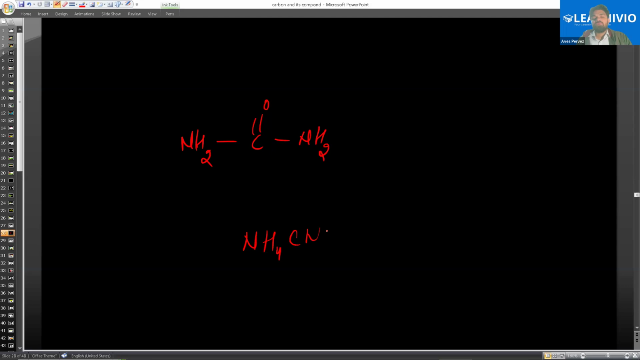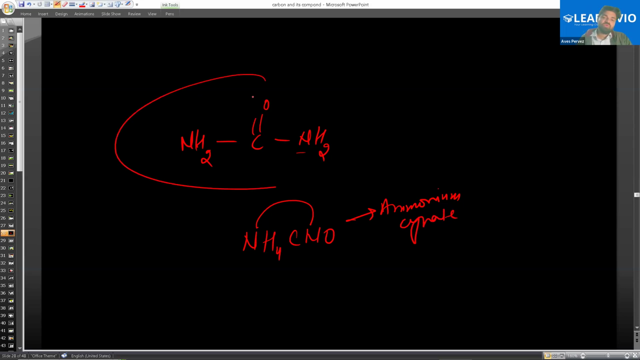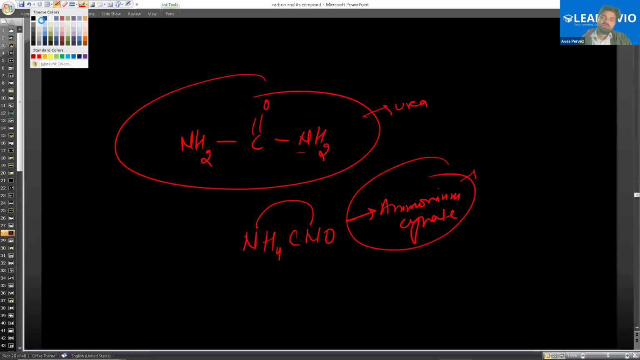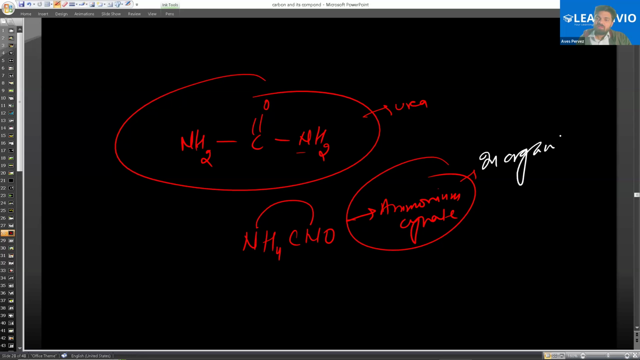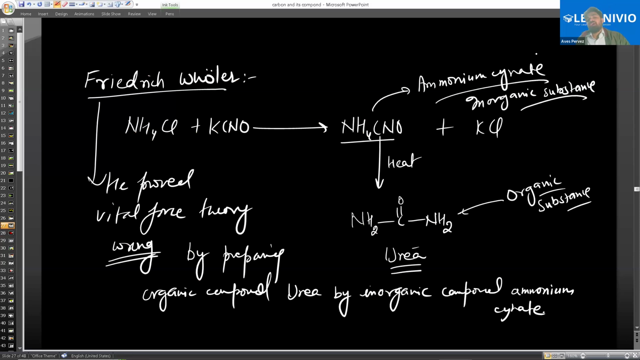In ammonium cyanide, there are two nitrogen, here also two nitrogen. There are four hydrogen, here also four hydrogen. There is one carbon, one carbon there. So this is ammonium cyanide, which is inorganic, and this is urea, which is organic. So he prepared an organic compound, urea, from an inorganic one, and proved the vital force theory given by Berzelius wrong. Note it down.